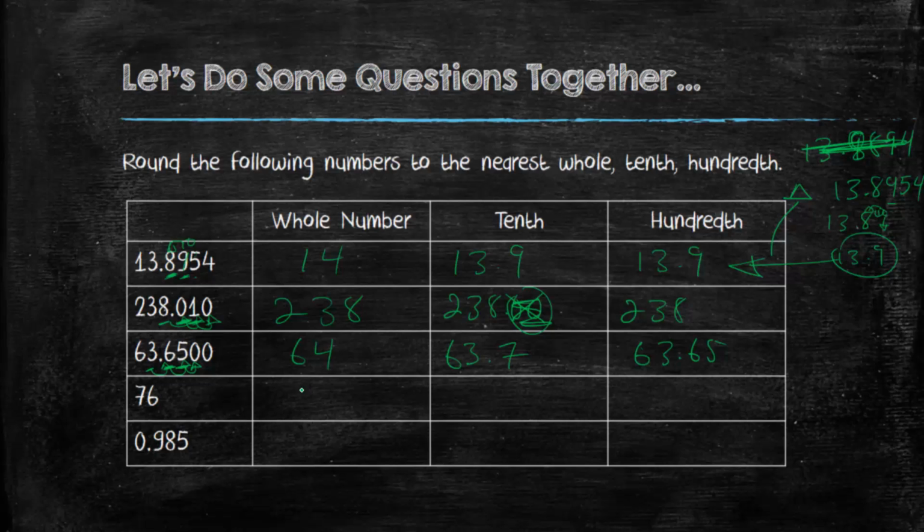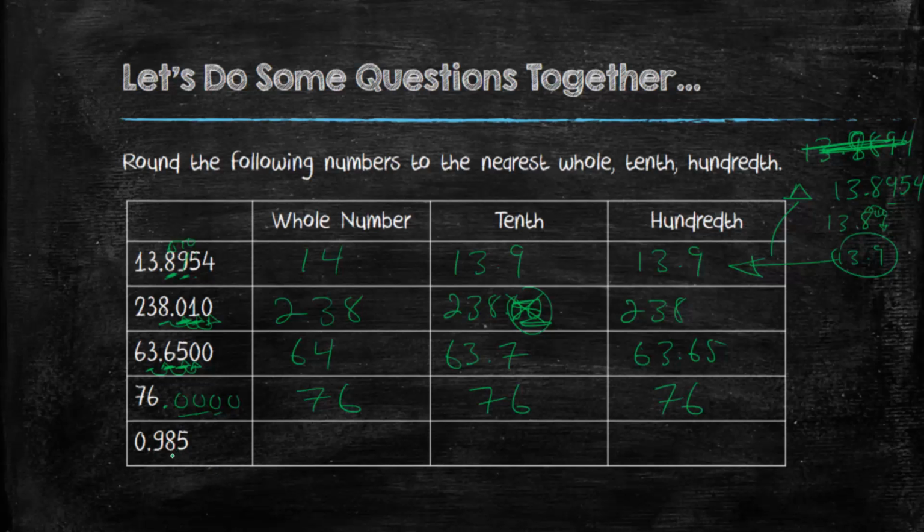76. 76 is a tricky one. It doesn't have any decimals. So rounding 76 to a whole number is 76 because 76 is a whole number. Tenths and hundredths, well, there's an imaginary infinite amount of zeros here because it doesn't matter how many zeros you put after the decimal, it's the same. So the tenths, the hundredths, the thousandths are all zeros and they all round to 0. So the number here is 76 and 76.